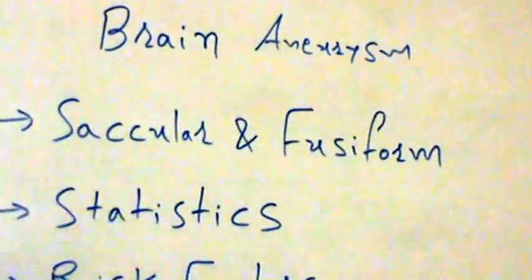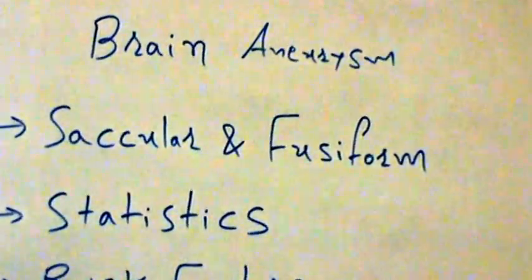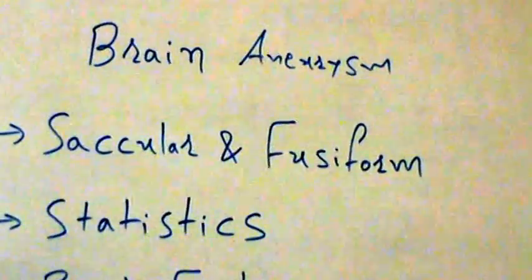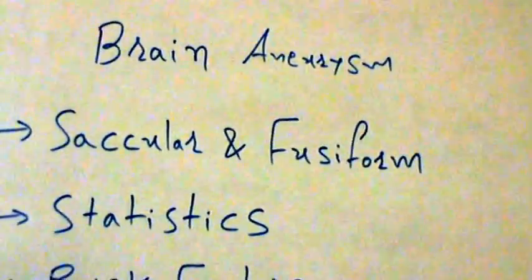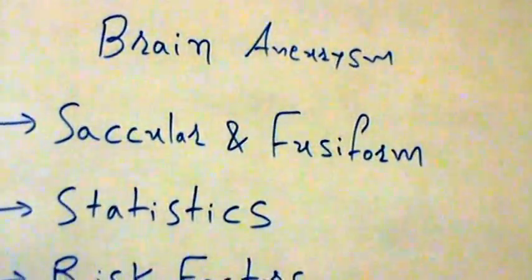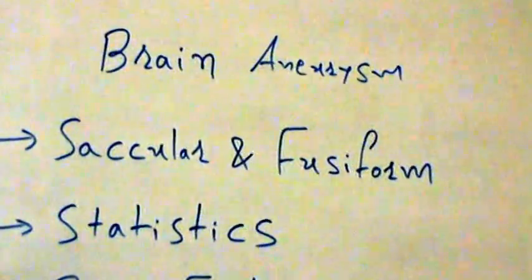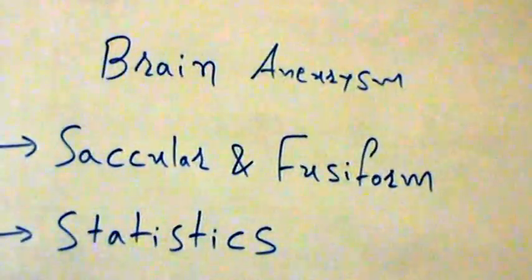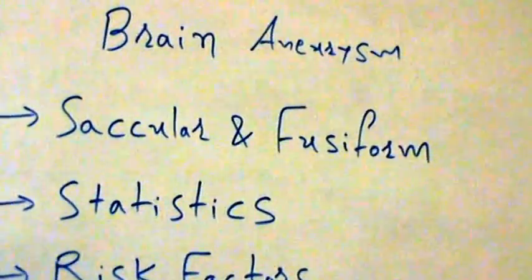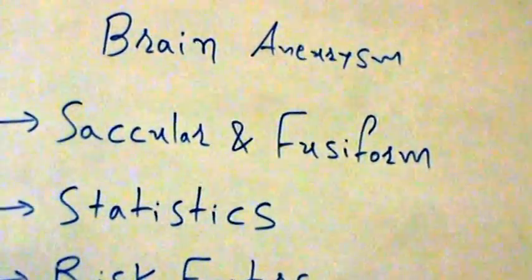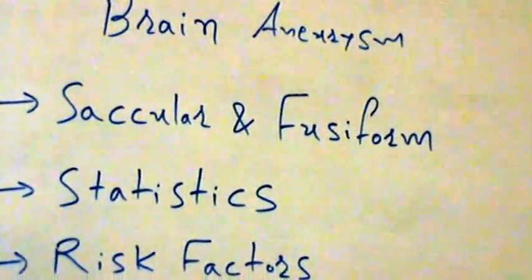Saccular and fusiform aneurysms are the most common type that you will see in the medical records. The saccular aneurysm is the most common type of the aneurysm and it accounts for 80 to 90% of all intracranial aneurysms and are the most common cause of non-traumatic subarachnoid hemorrhage. It is also known as a berry aneurysm because of its shape.